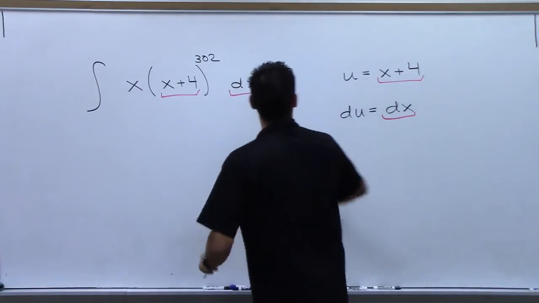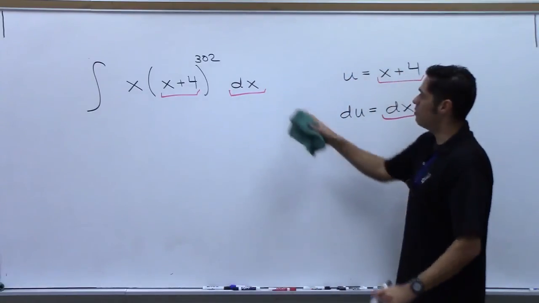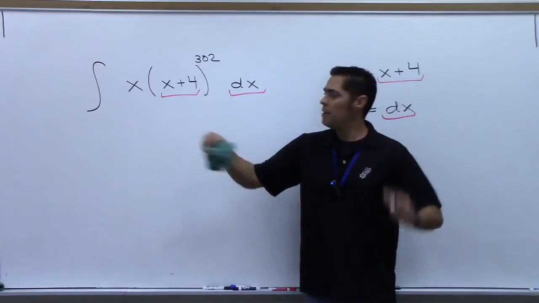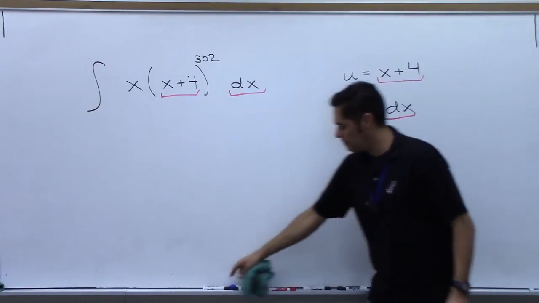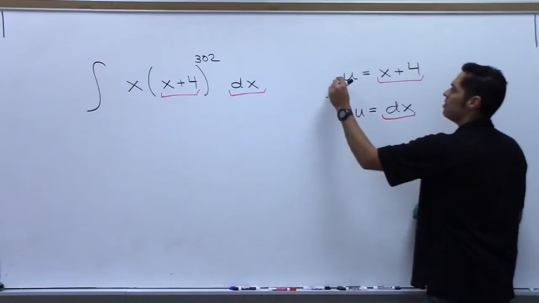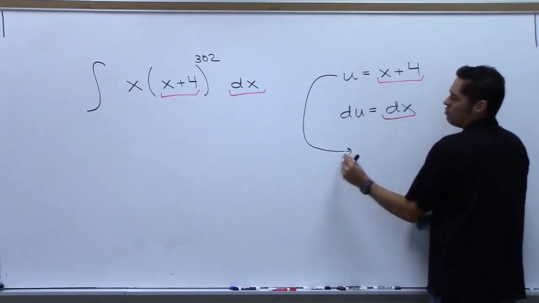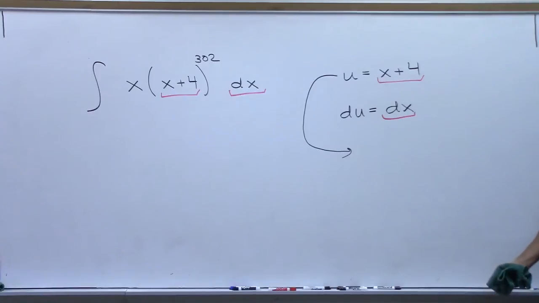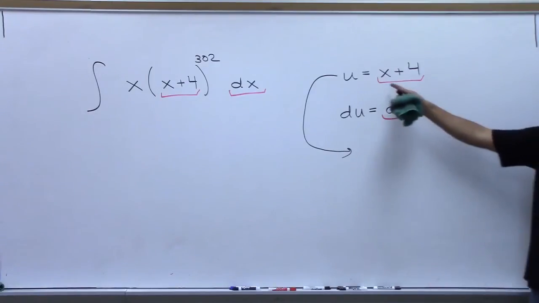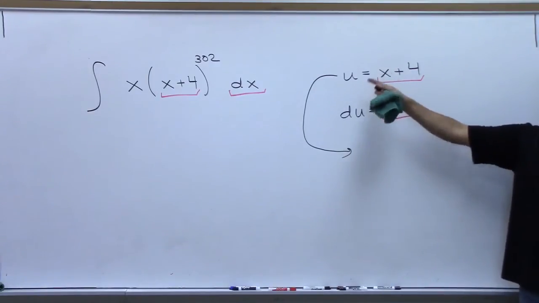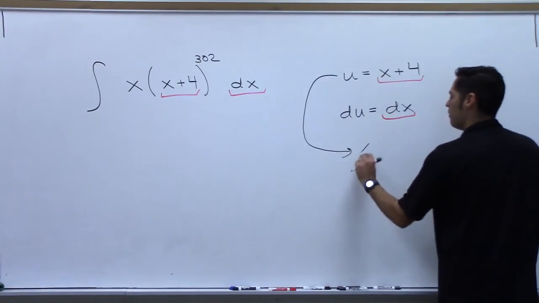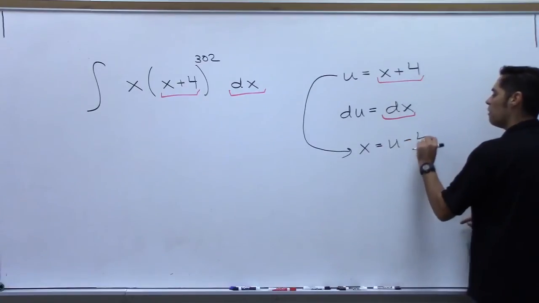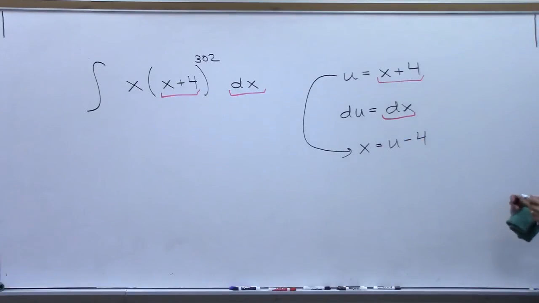So, all right, I can replace the stuff in red, I'm good with that, right? This x, I'm not. However, y'all see it? You can solve for x. This is an equation, right? I wrote that equation right there. That's the relationship between u and x. U is equal to x plus 4. That means x is equal to what? U minus 4. Right? Good.